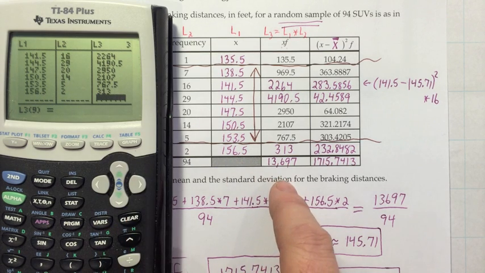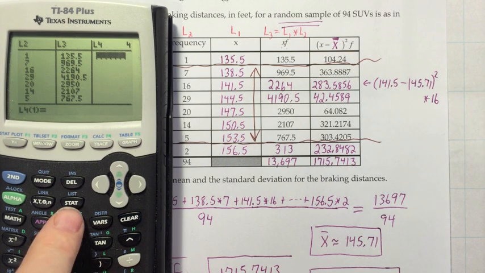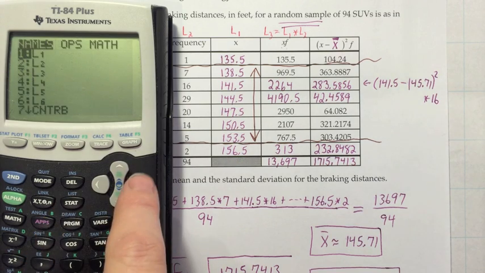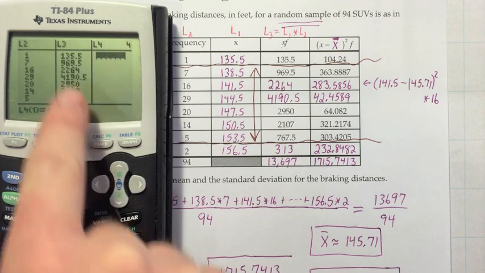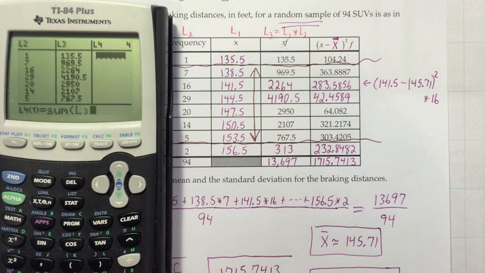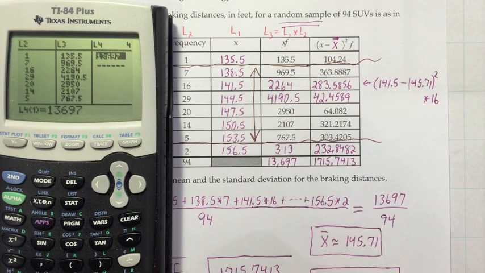And then I need the sum of that column. So if I just right arrow over and use L4 as some scratch space, then above stat we have list command. So I'll hit second and list. Go over to the math menu, down to sum, and we want the sum of the data that is in L3. So I'll hit second L3. That should give me the 13,697, and there it is. So a little bit faster than having to write all the individual numbers.